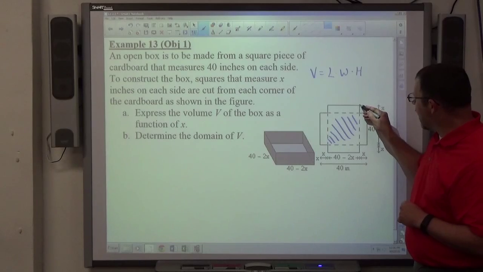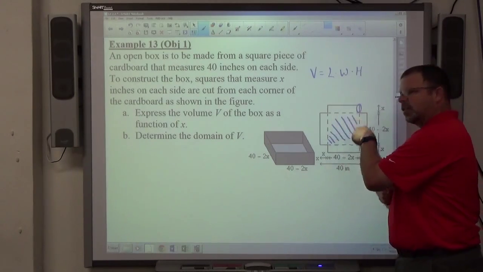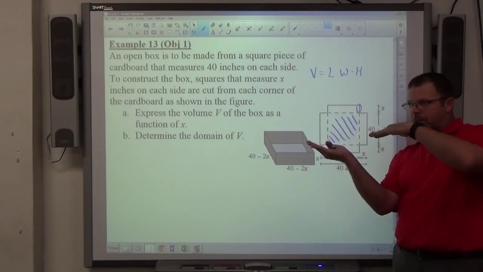And then whatever's being cut out here is what's being folded up. That's going to represent the height of the box. So the base is going to be the length and width. The height's going to be the part that's folding up.